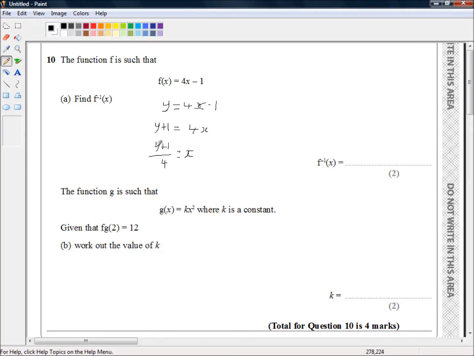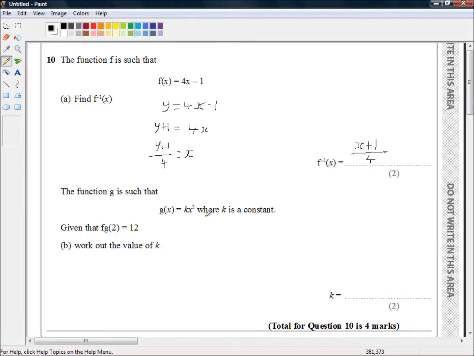So this gives us the format that we're actually looking for. So if we take our f to the minus 1, or our inverse function of f of x, it will be x plus 1 over 4. So all I've done is copied this, but I've changed the y back to an x. So there's our answer.